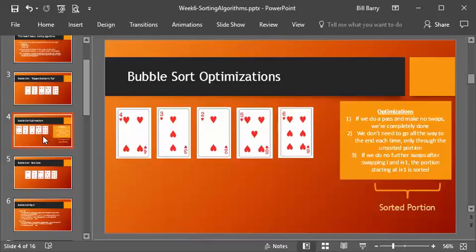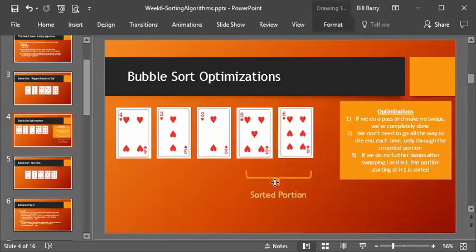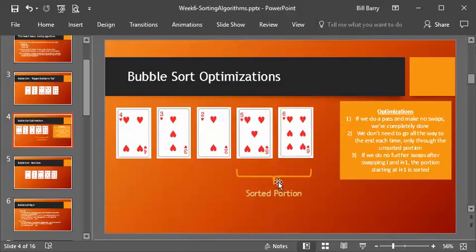Second optimization is, even if that's not the case, we don't need to go all the way through to the end. Remember, on the first example, we bubbled the 6 all the way up to the top, and then we know that that is, in fact, a sorted portion. So we have this concept of a sorted portion and an unsorted portion of the list. So after the first 2 passes, we know that 5 and 6 are in place. We know those are sorted. We don't need to look at those again. So on the next pass, we need to look at these two and these two, but we don't need to venture into this territory because we know we're done with that portion.